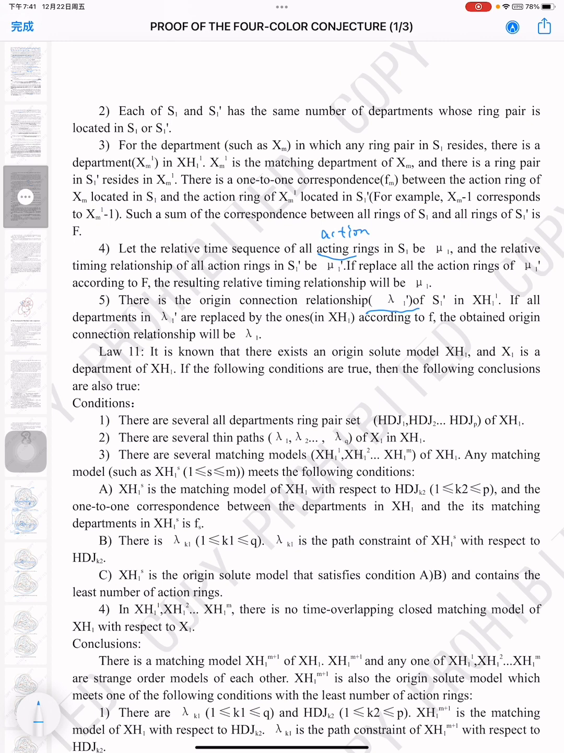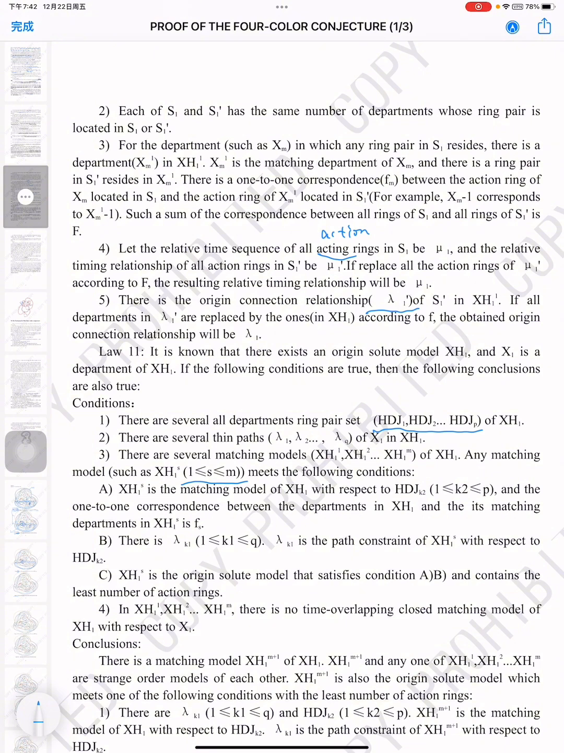Law 11. It is known that there exists an origin solute model XH1, and X1 is a department of XH1. If the following conditions are true, then the following conclusions are also true. Conditions. 1. There are several all departments ring pair sets of XH1. 2. There are several thin paths, lambda 1, lambda 2, and so on to lambda q of X1 in XH1. 3. There are several matching models, XH11, XH12, and so on to XH1m of XH1. Any matching model, such as XH1s, meets the following conditions.